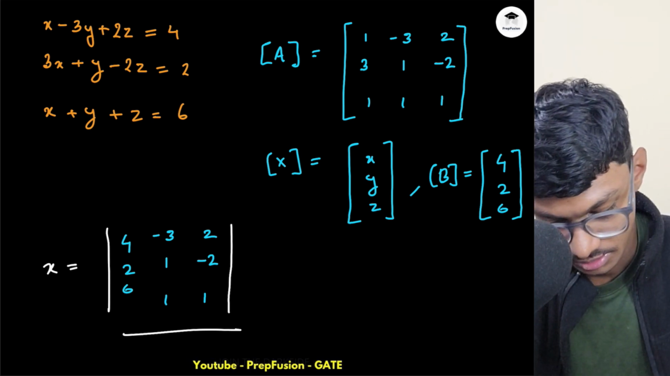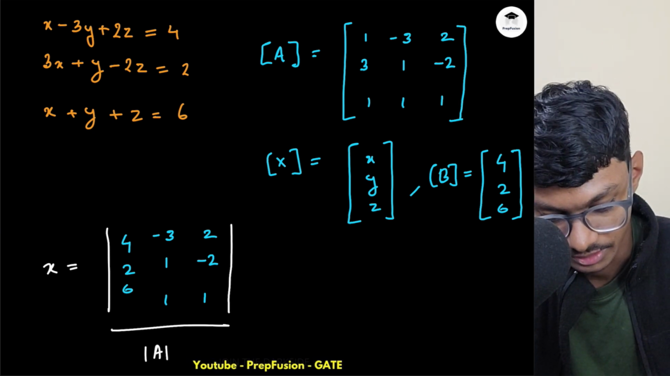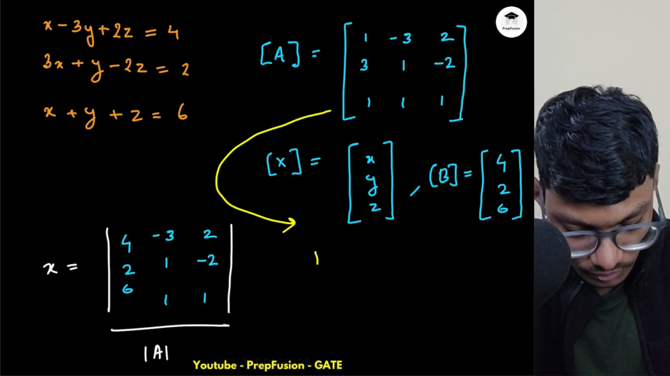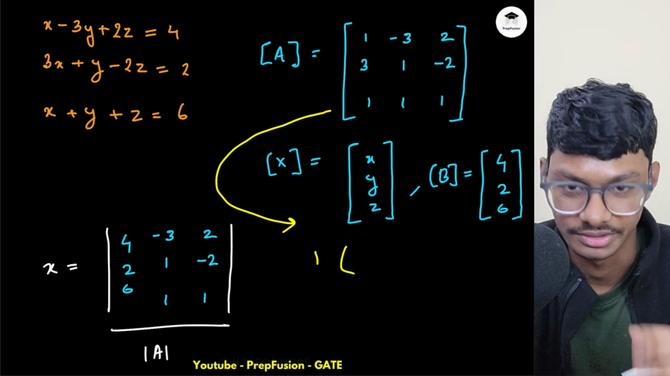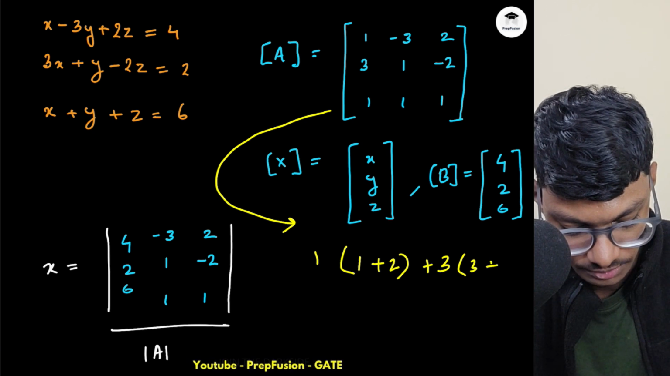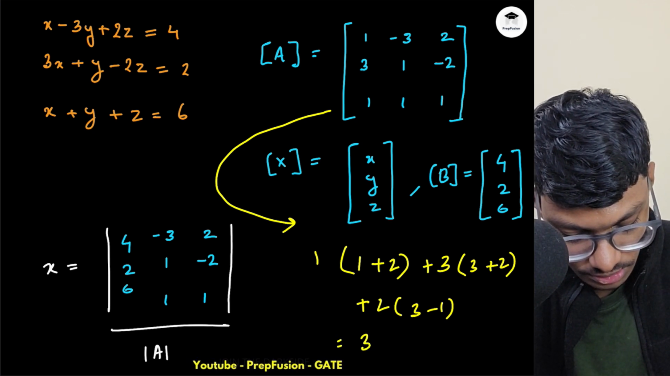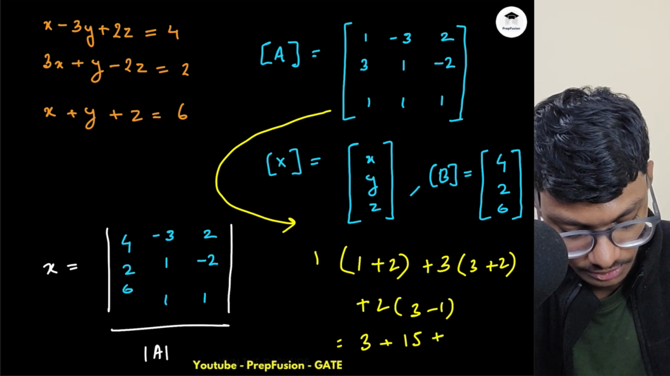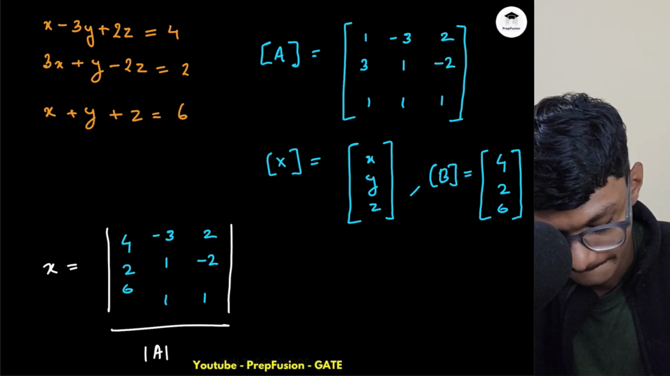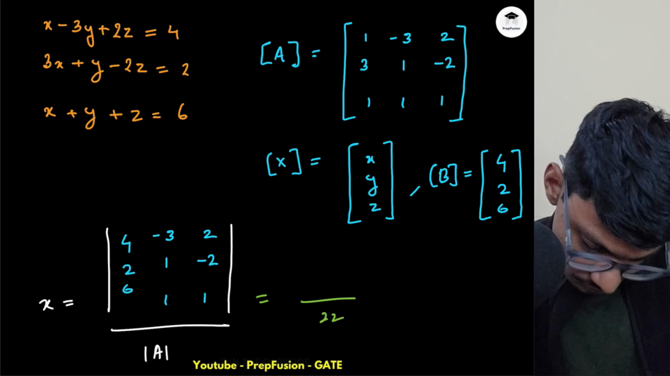This will be the determinant of the coefficient matrix. So let us first compute this determinant. I will just compute this in rough, directly computing it on the go, not doing any transformations or operations here. So it is 1 plus 2, plus 3, this is 3 plus 2, then plus 2, 3 minus 1. This is 3 plus 15 plus 4, so 4, 19, 22. So the determinant is 22. And what about the top?